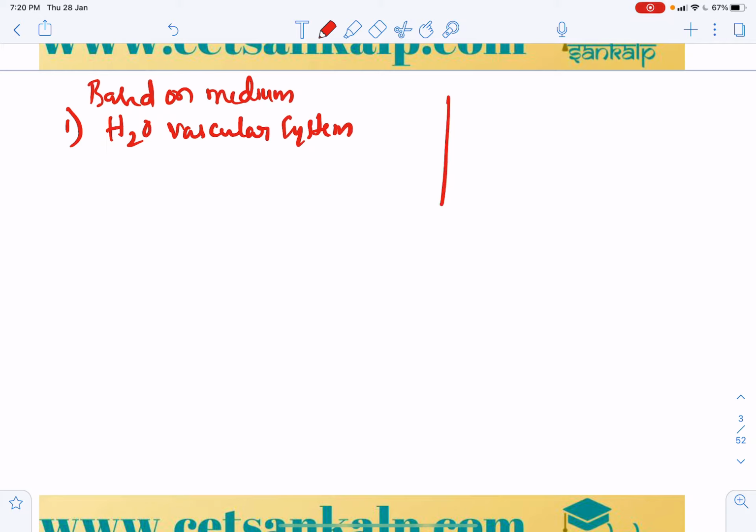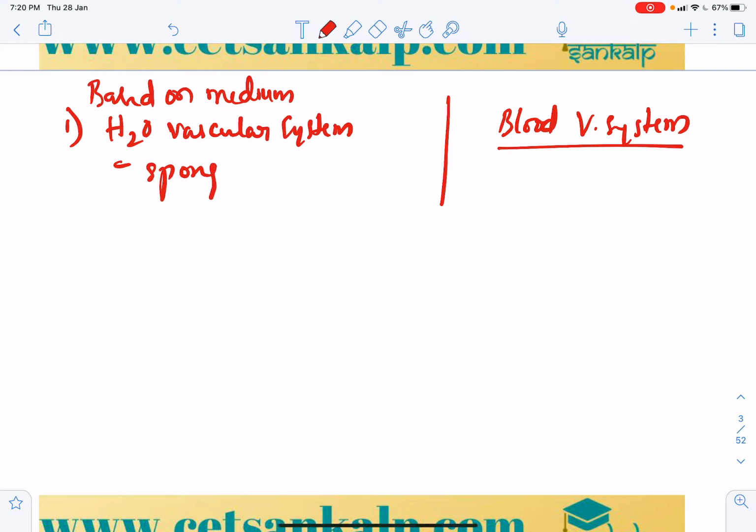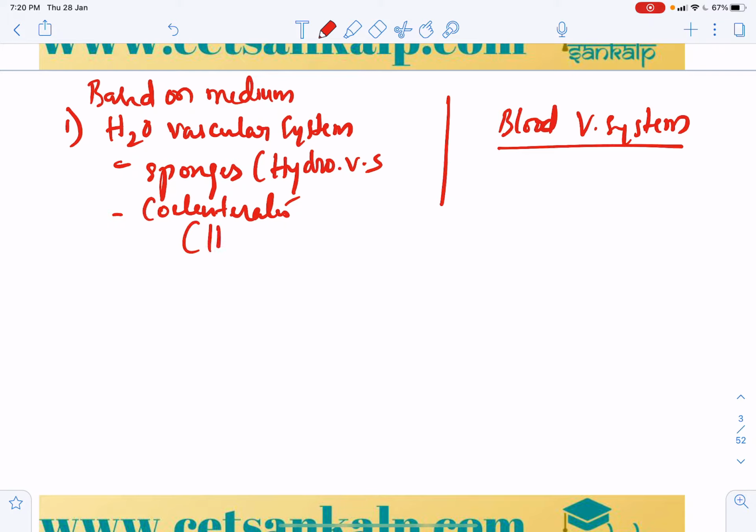And in higher organisms, we call it blood, and there will be a blood vascular system. In the water vascular system, which is mainly found in sponges, we can say hydrovascular system, or water vascular system. And likewise in cnidarians, like Hydra, we call it the gastrovascular system, because the fluid flows to the gastrodermis.